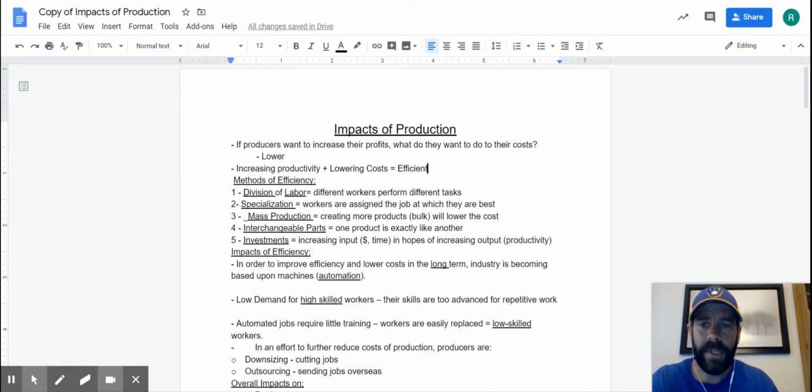Different methods of efficiency. Number one, the division of labor. You think about a car wash where it's an assembly line type of production. Certain workers may work on the interior, on the exterior, on tires, etc. That would be the division of labor. If we are looking at specialization, specialization implies that workers do the jobs that they do the best. It doesn't necessarily mean that those jobs require a significant amount of skill, but it does mean that the more often they do it, the better off they get.